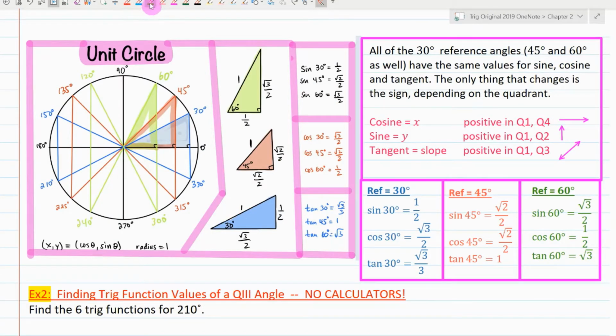Hello. For this portion, I added this in after I made the note, so it might help you to understand a little bit more. I realized that there wasn't really a ton of information. So this is an introduction to the unit circle.